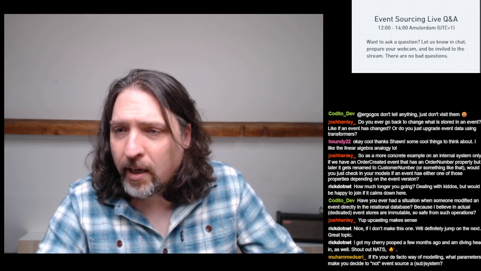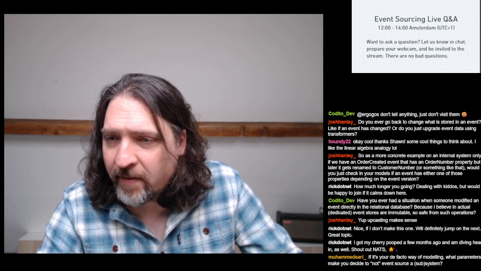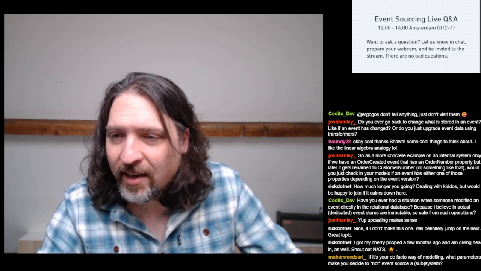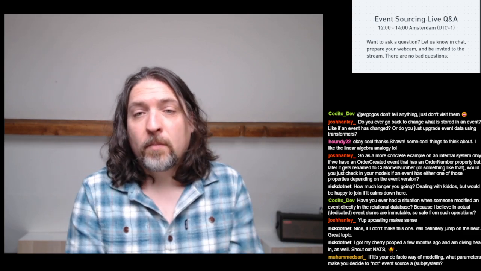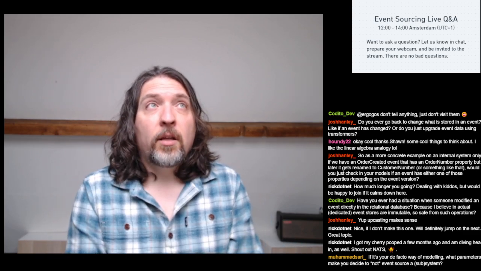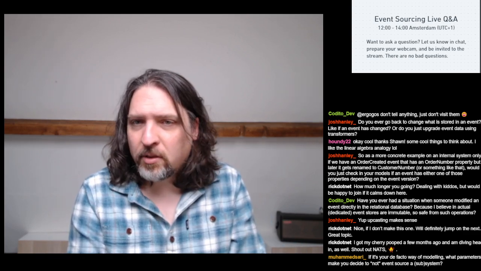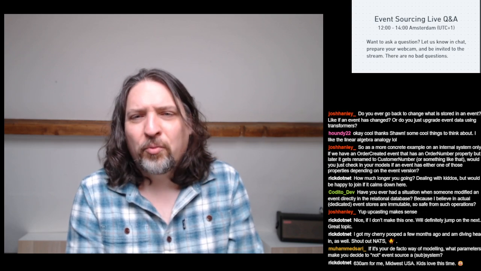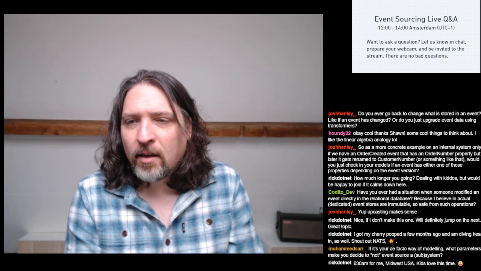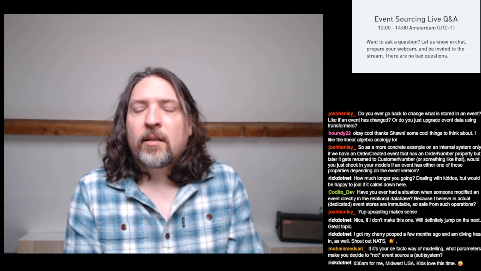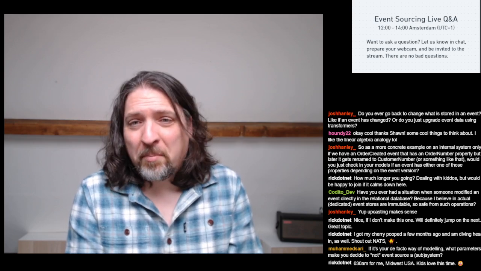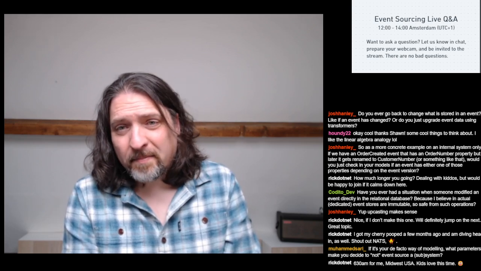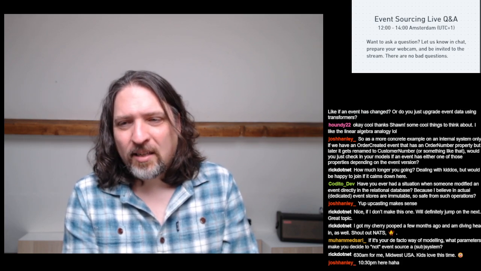So yeah, where are we at? If it's your de facto way of modeling, what parameters make you decide not to event source the system? What if I don't care? I like event sourcing because it's easy to use, and it's easy to represent a state machine with it. But what if I don't care about somebody logging in, how that progressed through some states? How does that make sense, right?